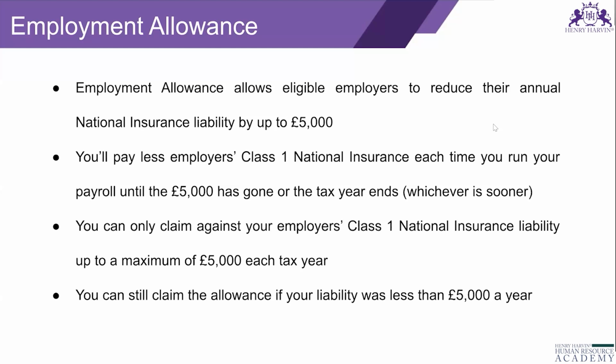You'll pay less employer's class 1 national insurance, not the employee one, because that is paid by the employee and we are deducting it from employees. Only the employer's portion will be less, each time you run your payroll until 5,000 is gone. So if you have claimed employment allowance, every period you are getting some discount, for example, like 500 in 1 month, 2,000 in some 3 months.